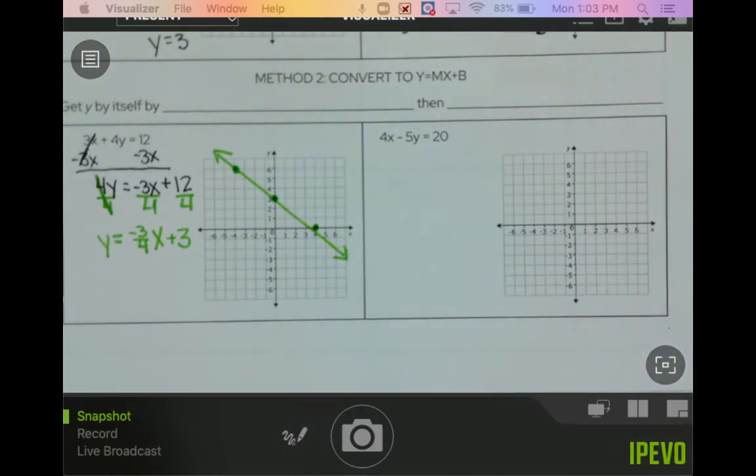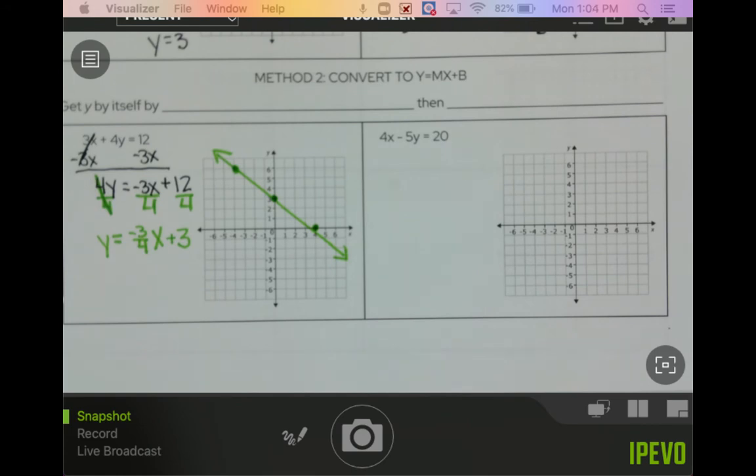This one takes a little bit more work, but some people find it easier because it's easier to understand what you're doing. You're just trying to get it to look like the ones we already did, and then from there, we already know how to graph it because that's what we did last session.